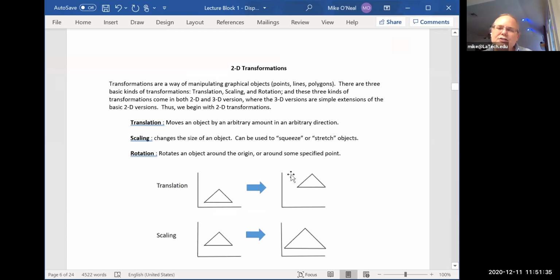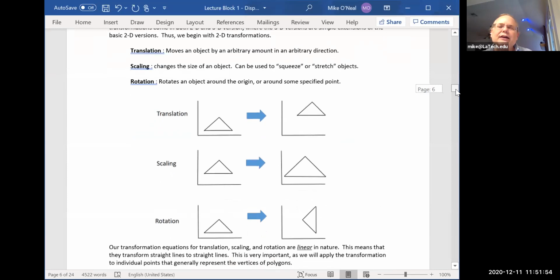It's still the same triangle. It still has the same shape and size. It just moved where it was in space. And that's what translation does. It doesn't affect the size of an object. It doesn't affect the look of the object. It just affects where the object is at.